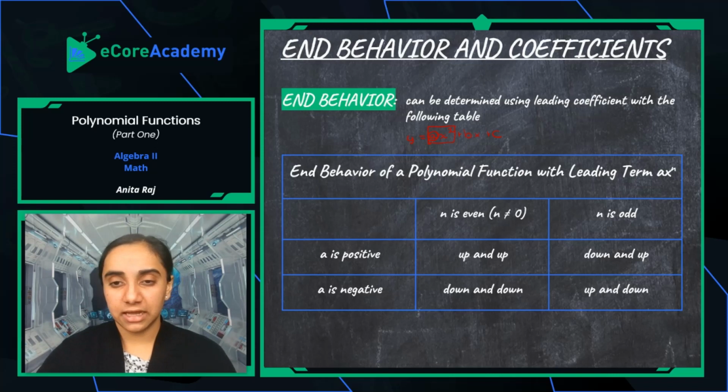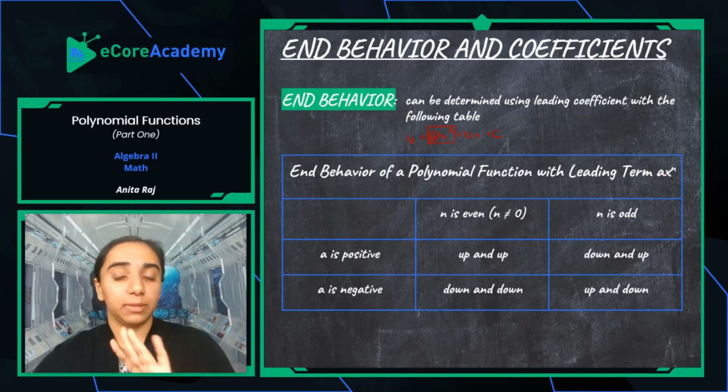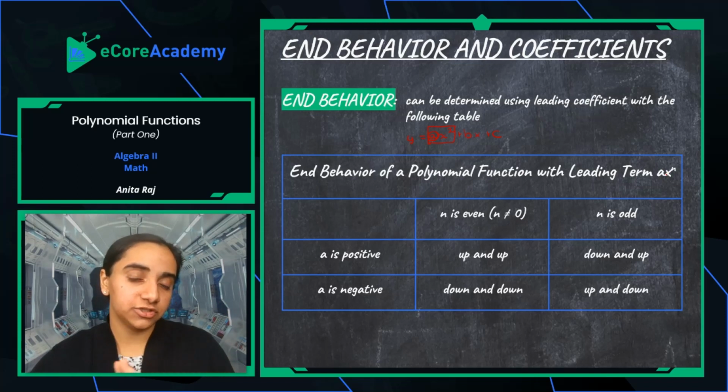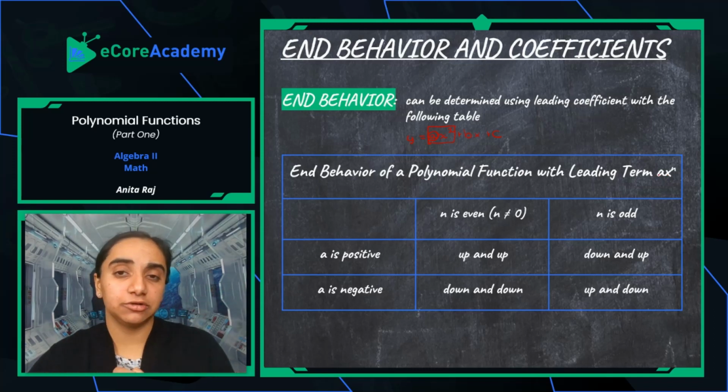So if you look at this table, if a is positive, meaning our coefficient is positive, and the n value, which is this exponent right here, is also even, but it can't be equal to 0. Make sure it's not equal to 0. If it's equal to 0, it's a constant, doesn't count. Remember, if we have something like a constant, if it's just y equals 7 or y equals 5, it's just going to be a horizontal line. There's going to be no increasing or decreasing, no up and down. So we can't use a constant at all. So n cannot be equal to 0.